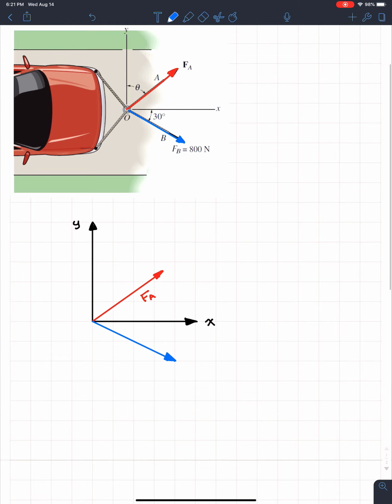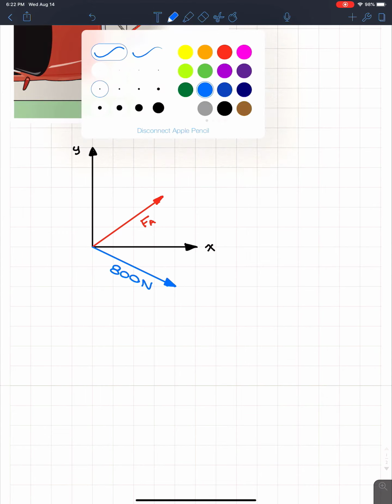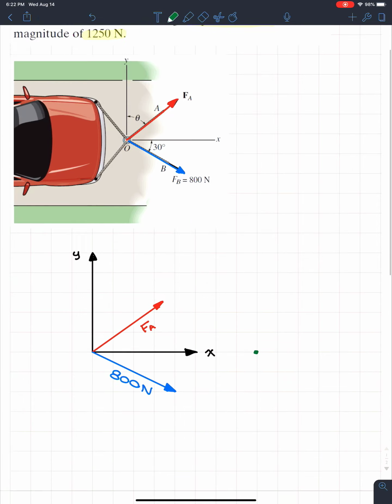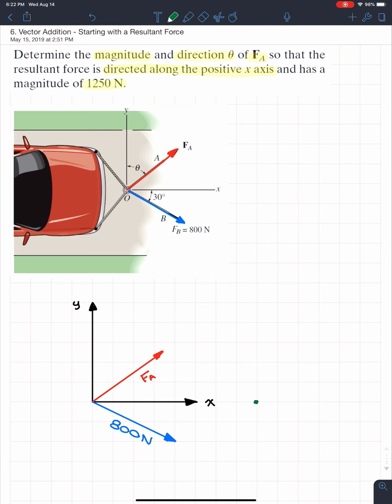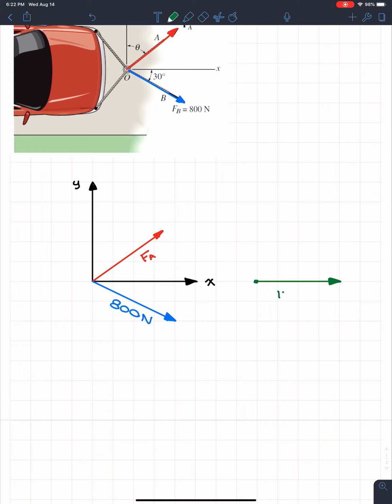What's nice about FB is we know it's 800 newtons. So down here at the bottom, I'm just going to put 800 newtons. And what I'm also going to do real quick, even though I'm not going to put it on this diagram because I don't want it confusing people into thinking it's the parallelogram method, is that we also have the resultant force. The one thing that it says is the resultant force is directed along the positive x-axis. So we know that the resultant force is going to just go like this. And it says we want it to have a magnitude of 1250 newtons.